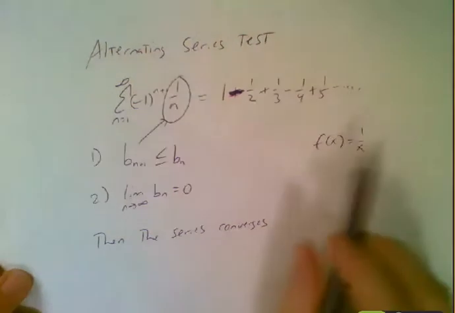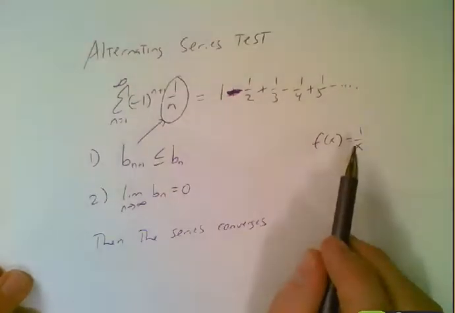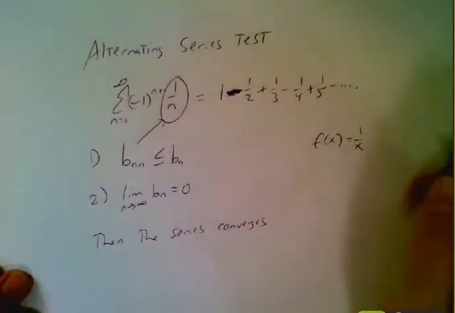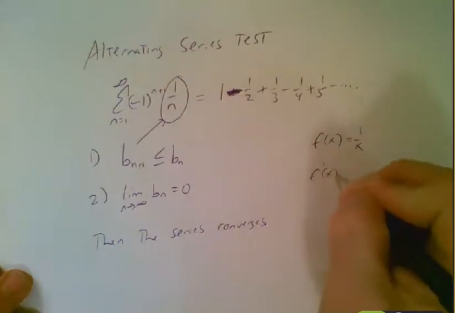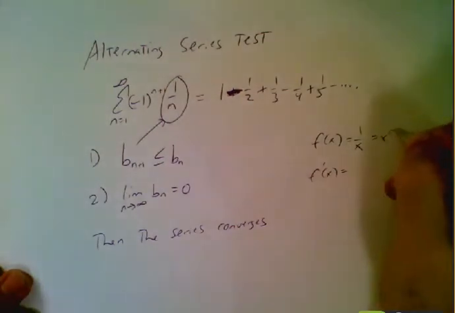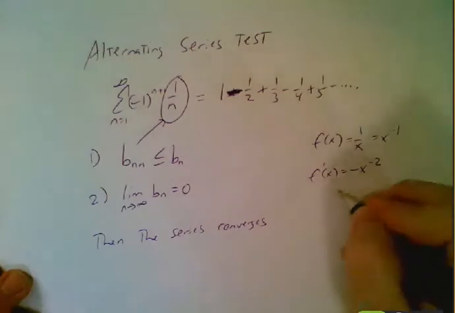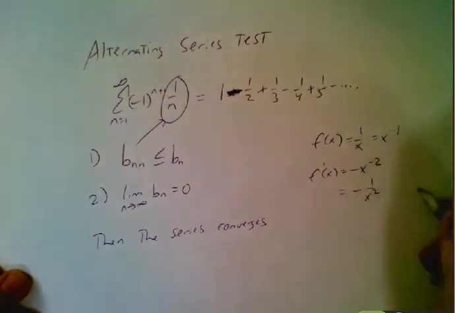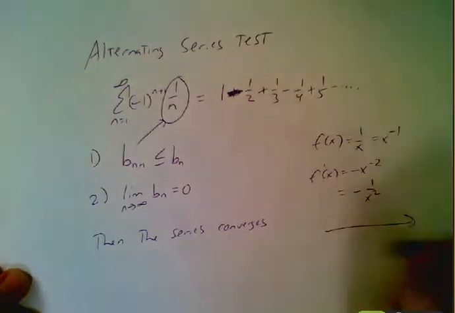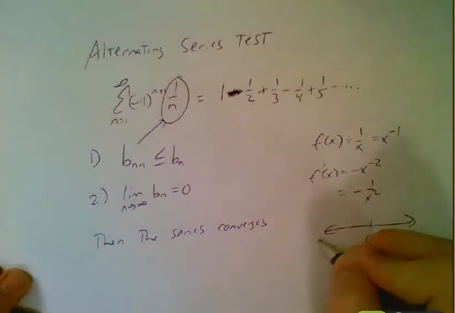And to show decreasing, obviously we look at our slopes. All right, so f prime of x, of course, is, let's see, this is x to the -1, so this is negative x to the -2. So I have a critical number at 0 for my f prime.